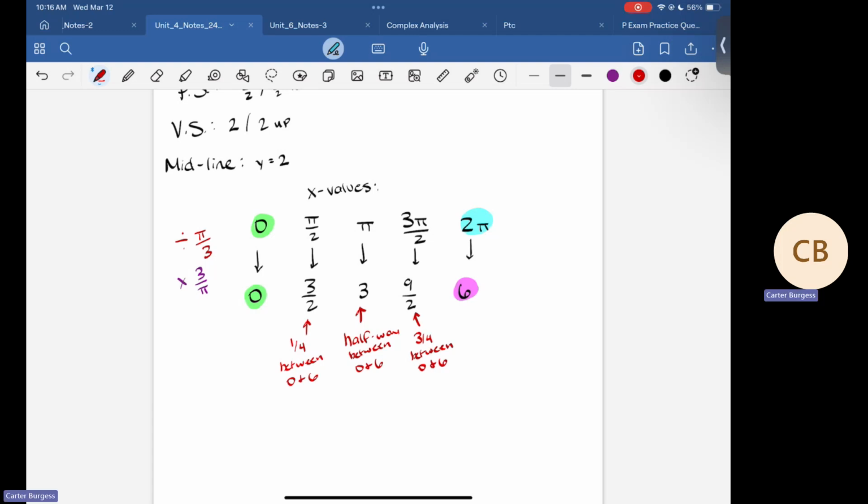You could look at, okay, I have my period. That means I'm going from 0 to 6. Halfway in between that should be what pi was. So now that's going to be 3. Halfway in between 0 and that middle value will tell me what pi/2 was. Halfway between that middle value and my maximum value will tell me what the 3/4 of the way was.